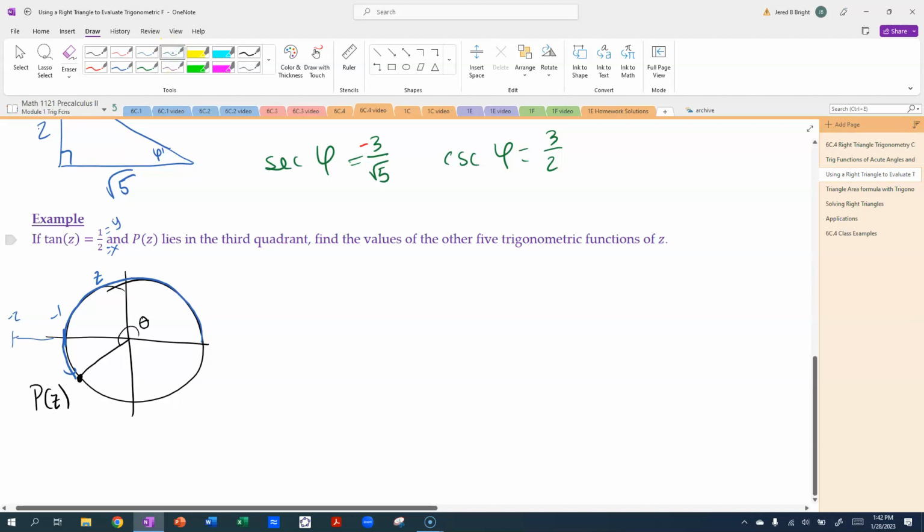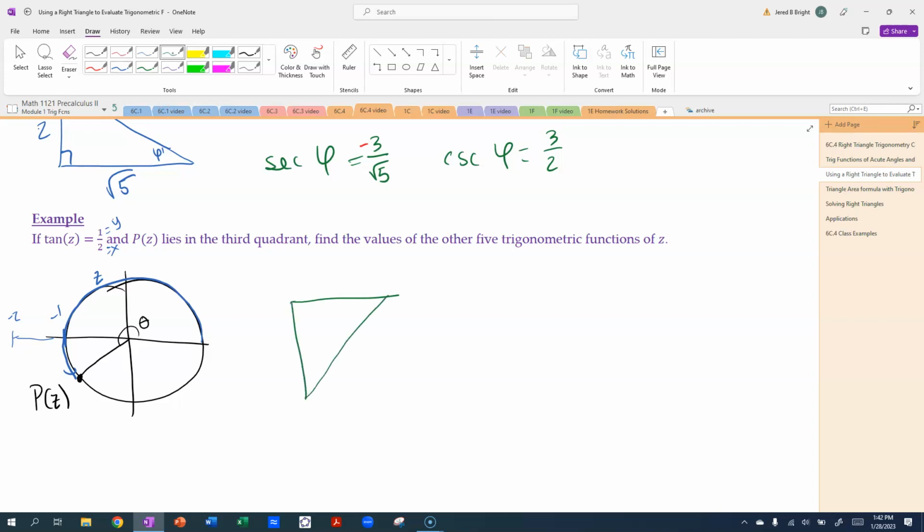So what I like to do in this case is think of a triangle instead, and maybe I'll just draw, imagine we had a triangle that was maybe oriented like this in the third quadrant. So we have a right angle here. Here's our acute angle. We'll call it z in this case. Okay, and then tangent of z is equal to 1/2, right? Opposite over adjacent. Okay, I promise I'll connect this back to the unit circle.